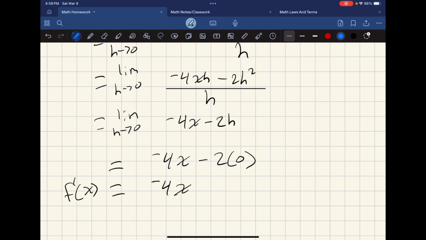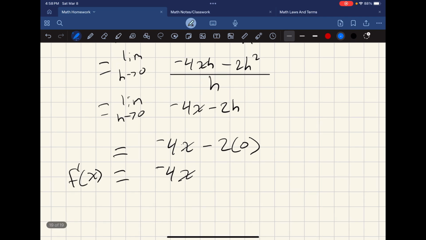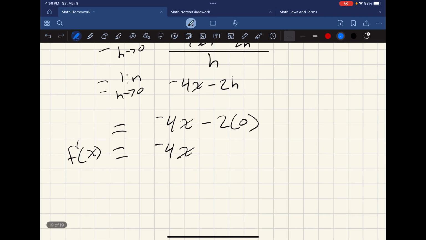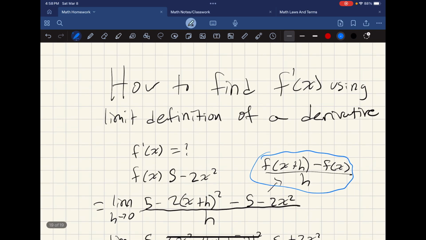All we have to do is plug in 0, our limit as h goes to 0, into our h, and that'll give us our final f prime of x. So in this case, we ended up with negative 4x as our f prime of x. And that is how to find f prime of x using the limit definition of a derivative.